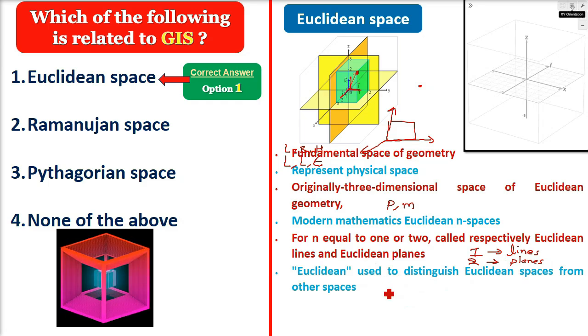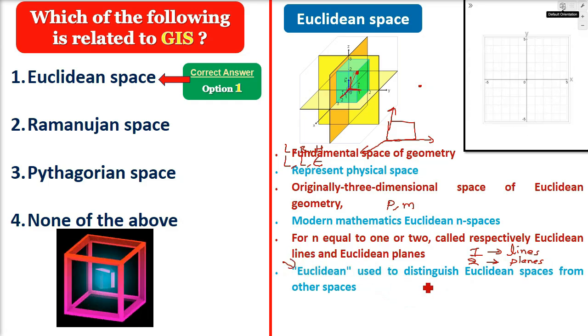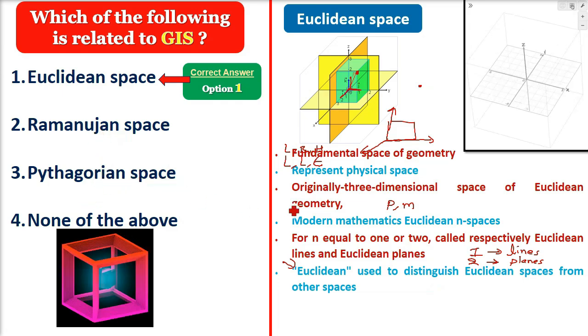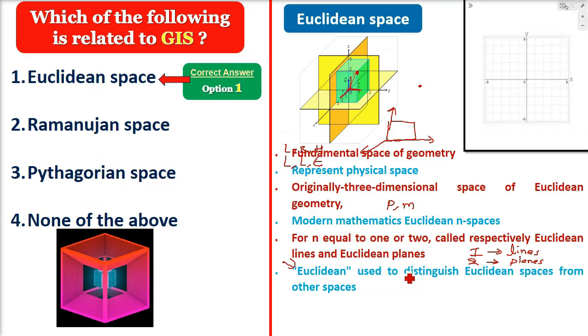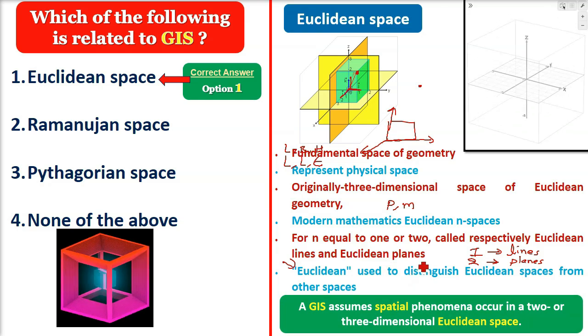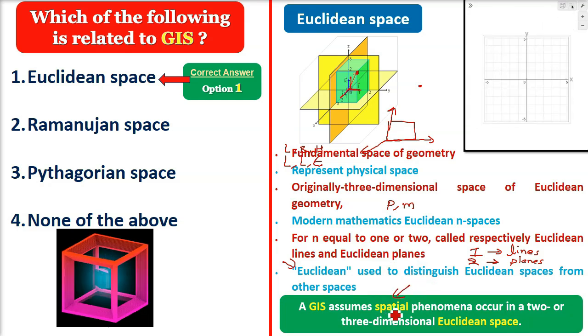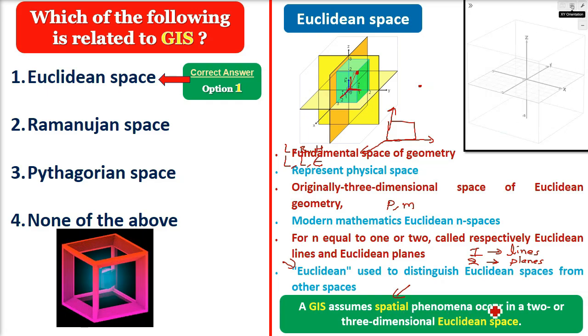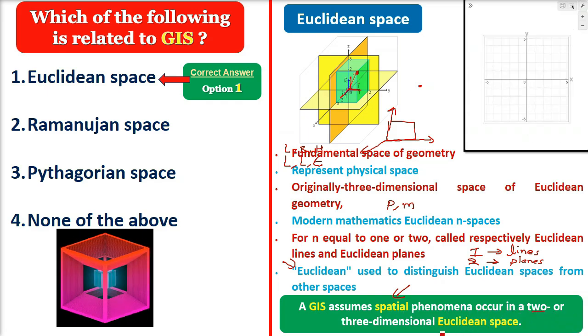So Euclidean is a term used to distinguish Euclidean spaces from other spaces: Ramanujan space, Pythagorean space. There are different spaces to define the location of an object or the position of an object. So a GIS assumes the spatial phenomena occur in 2D, that is the screen type, or 3D, the actual world, Euclidean space.